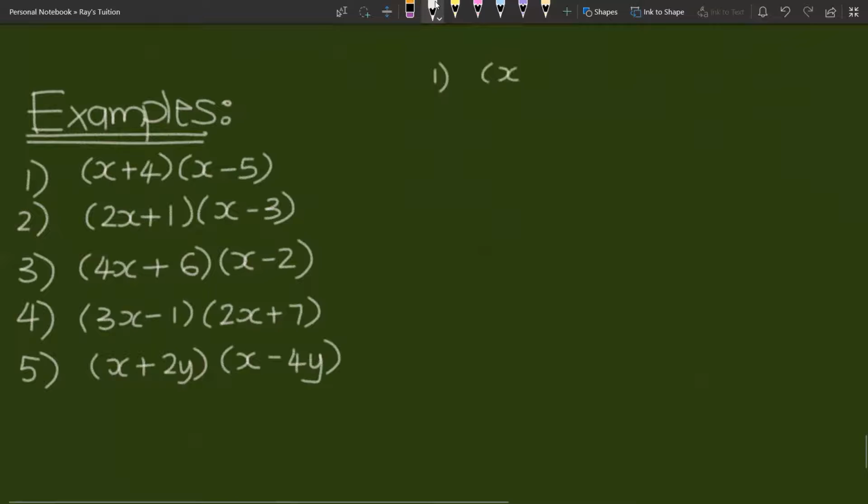We have x plus 4 times x minus 5. So I'm going to use the FOIL method, although you can use whichever one you would like. So x times x is the first, plus the outers, which is x times minus 5, plus the inners, which is 4 times x, plus the last, which is 4 times -5.